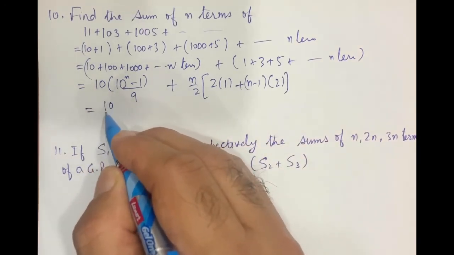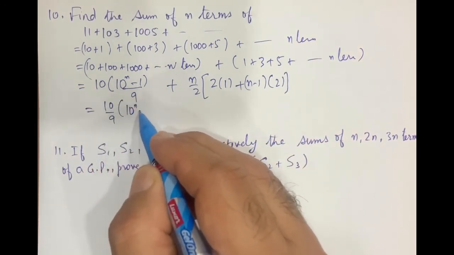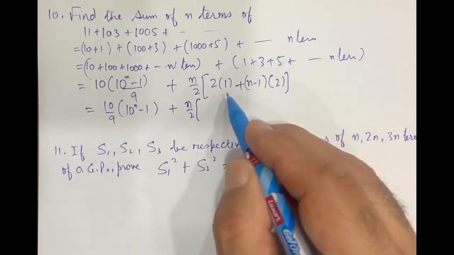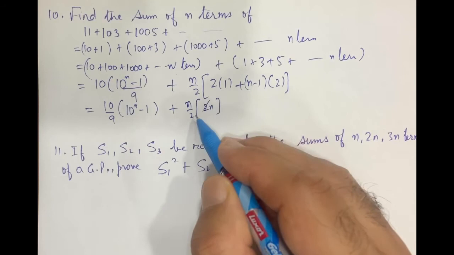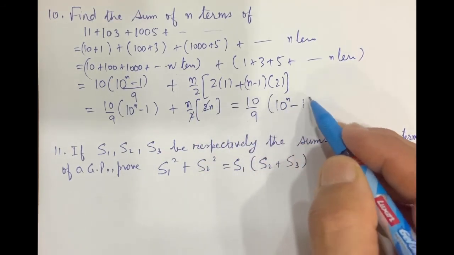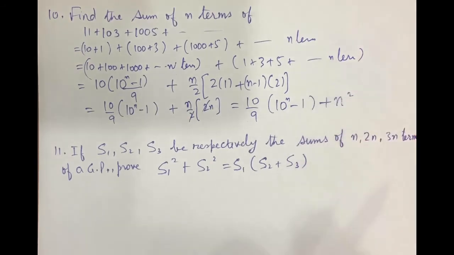This is 10 by 9 into 10 raised to power n minus 1, plus this is n by 2 into, this will be 2n. This cancels, so 10 by 9 into 10 raised to power n minus 1 and plus n square. This is the answer.